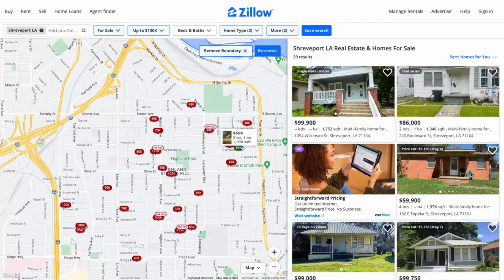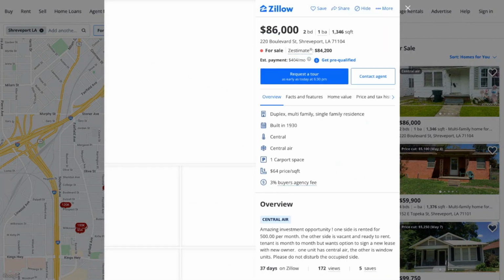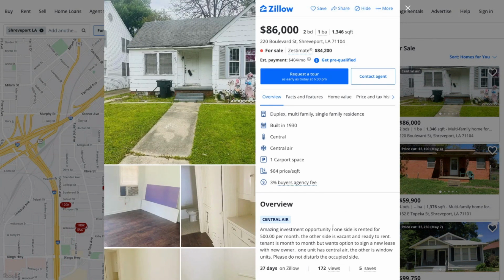In this case, I see there's a lot of 2 bedrooms, 1 bath. And also my budget's $130. I can maybe buy 2 properties here. So let me focus on that. I will first start with this 2 bedroom here. Let's have a look. I want to look at the condition. Amazing investment opportunity. One side is rented for $500. The other side is vacant and ready to rent. Oh, so this is actually a duplex. Interesting. This is a duplex here.